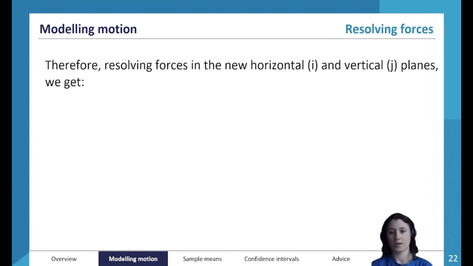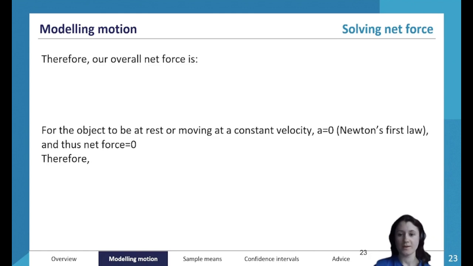So that is how we get our vertical and horizontal components. Now what we need to do here is find the overall net force. So our net force is going to be, and we'll start with the i component, we need to consider which forces are acting in the i component and in the j component.